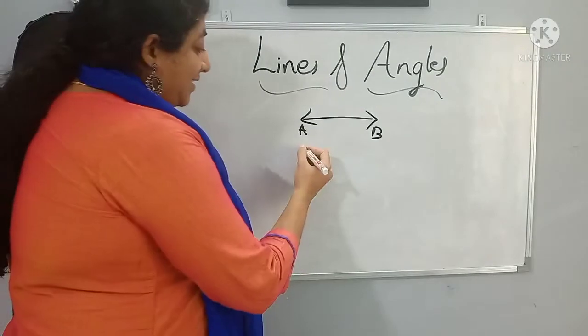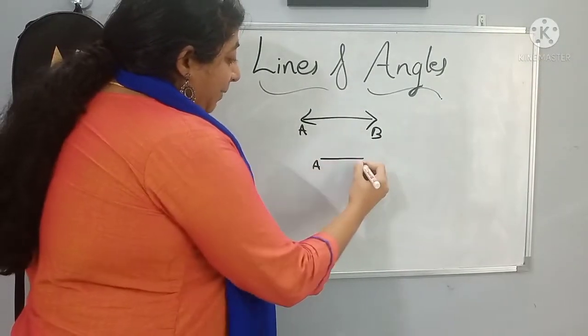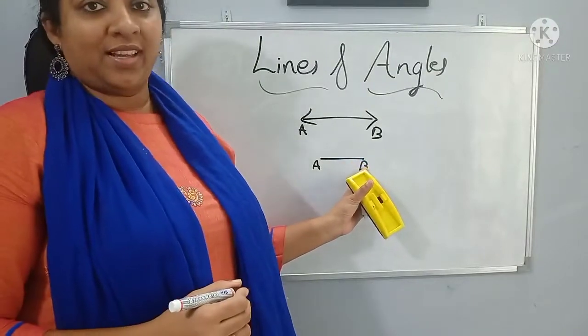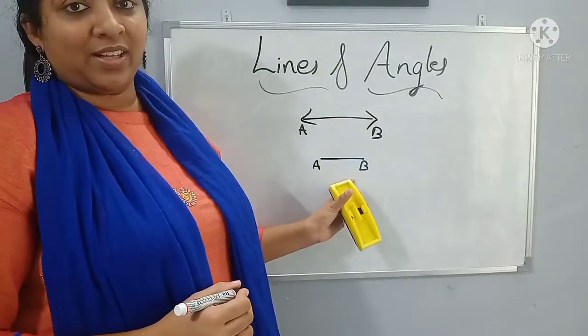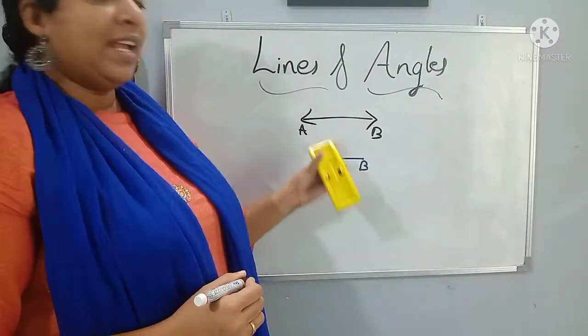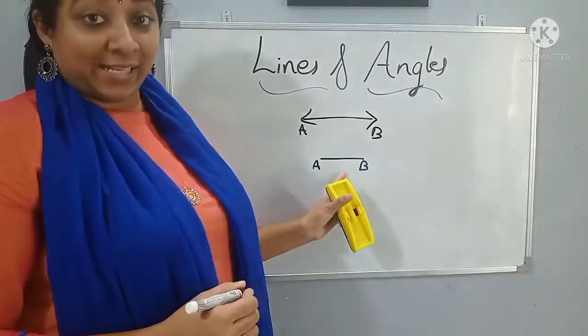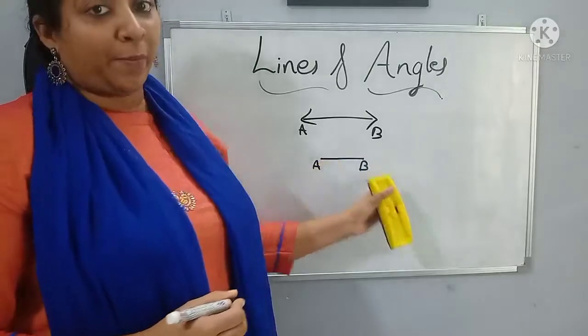Now next is the line segment. It has two endpoints, and it is a part of the line. There's a difference between a line and a line segment. This line is extended in both directions. This is a line segment, which means it has two endpoints.